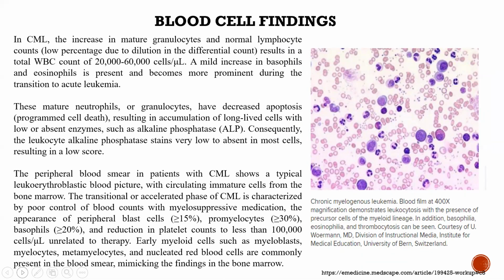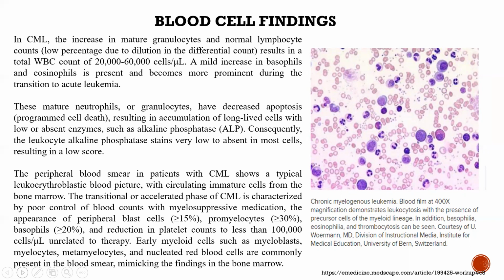In chronic myelogenous leukemia, if we observe the blood cell count and blood smear, the increase in mature granulocytes and normal lymphocyte count results in a total white blood cell count of more than 20 to 60,000 cells per liter. A mild increase in basophils and eosinophils is present and becomes more prominent during the transition to acute leukemia.